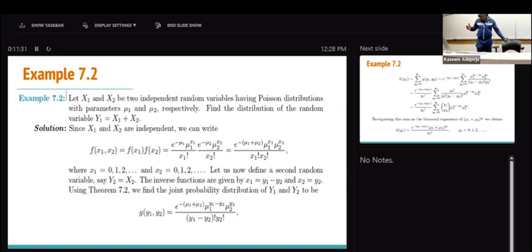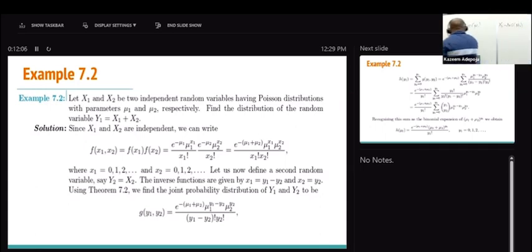We have two random variables, x1 and x2. Based on what you are given here, x1 follows a Poisson distribution and x2 follows a Poisson distribution. They told us x1 follows Poisson with parameter mu1, and x2 follows Poisson with parameter mu2.